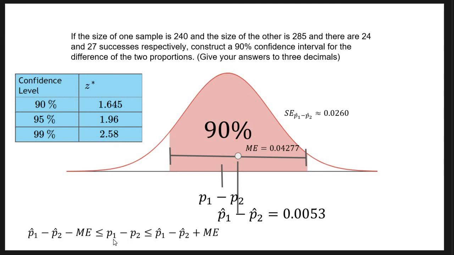So my confidence interval is going to say that the difference of those two population proportions is somewhere between the point estimate minus the margin of error and the point estimate plus the margin of error. And those are the numbers. 0.0053 is the point estimate of the difference, the difference of the two sample proportions. 0.0428 is the margin of error. And then I add and subtract it, and this is my confidence interval. So there we've created the confidence interval for the difference in two population proportions.